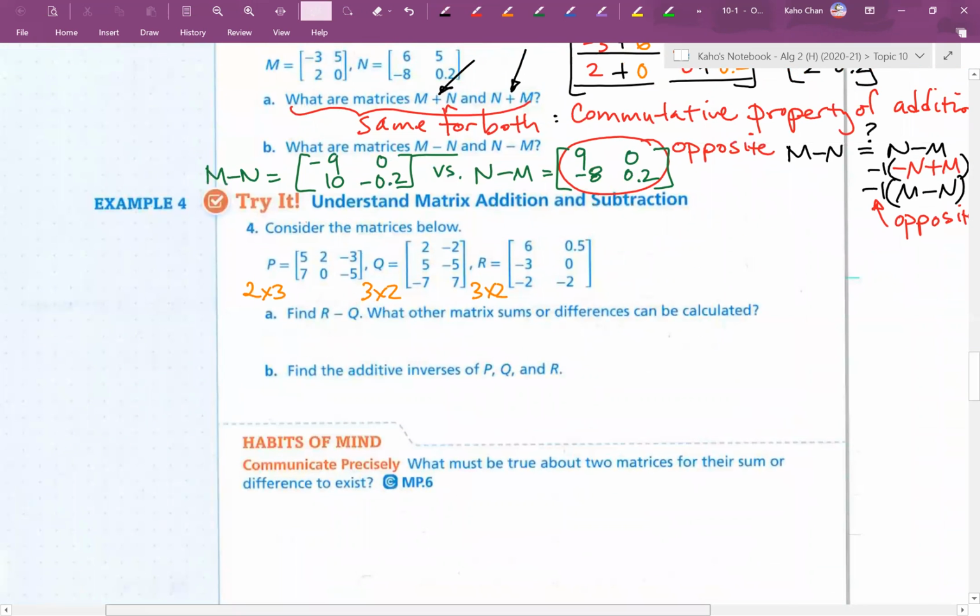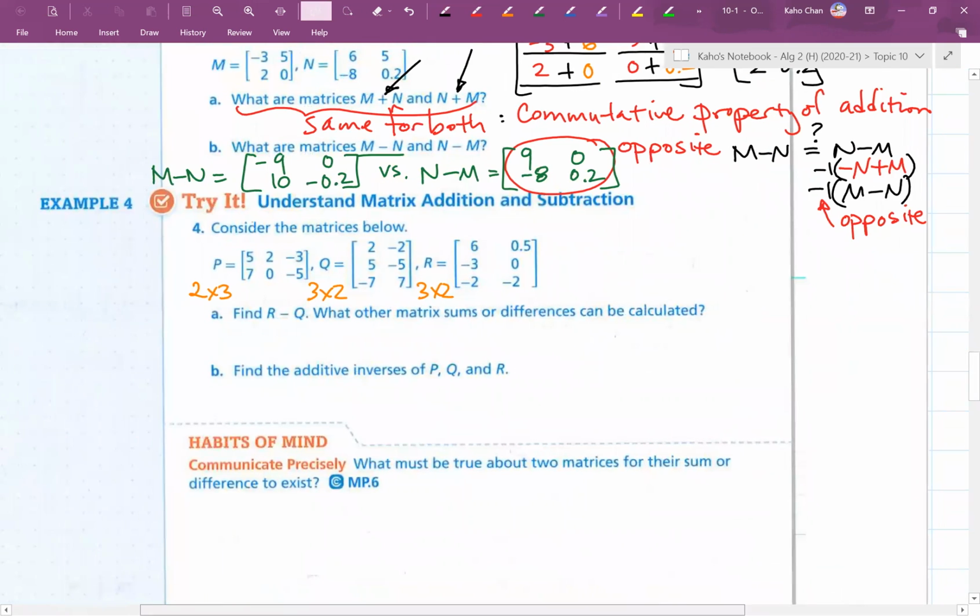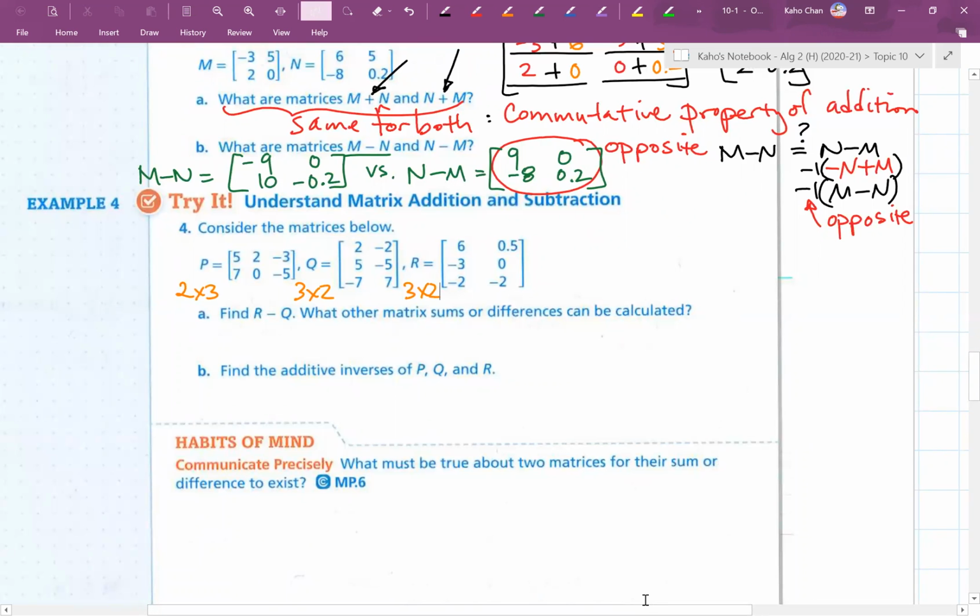Very good. Okay. So find R minus Q. Let's do that right now. R minus Q, they both have the same dimensions. That's allowed. We're going to have 3 by 2. And let's do some mental math here. Okay, you guys ready? R is over here. So I'll just tick it off here. 6 minus 2 is 4. And you can do this on a calculator or manually. 0.5 minus 2 is plus 2.